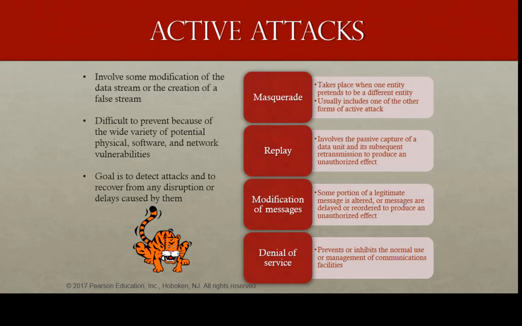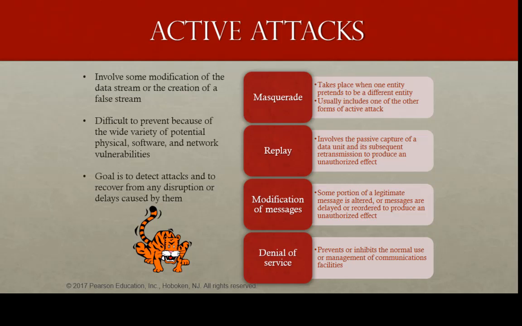Replay involves the passive capture of a data unit and its subsequent retransmission to produce an unauthorized effect. Modification of messages simply means that some portion of a legitimate message is altered, or that messages are delayed or reordered to produce an unauthorized effect. For example, a message meaning "allow John Smith to read confidential file accounts" is modified to mean "allow Fred Brown to read confidential file accounts."